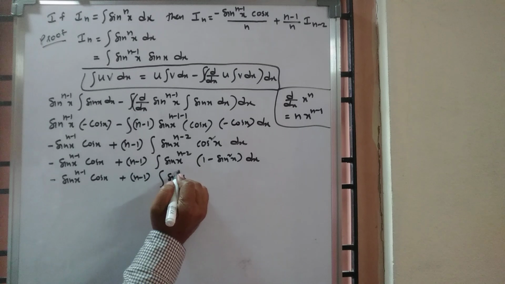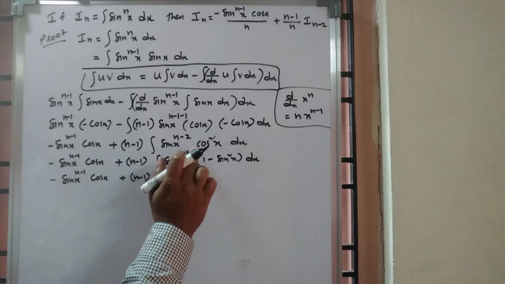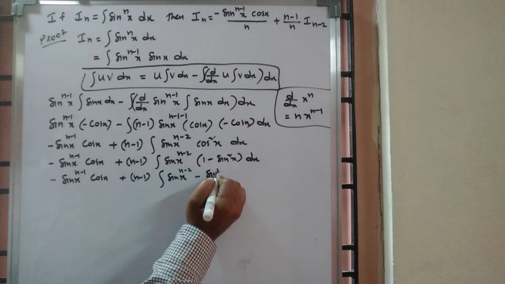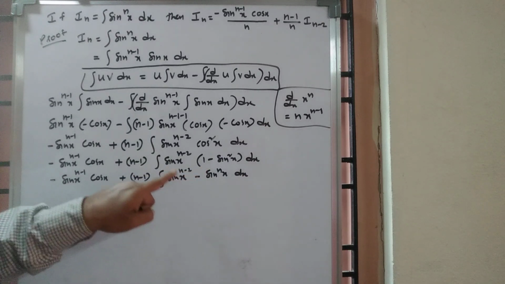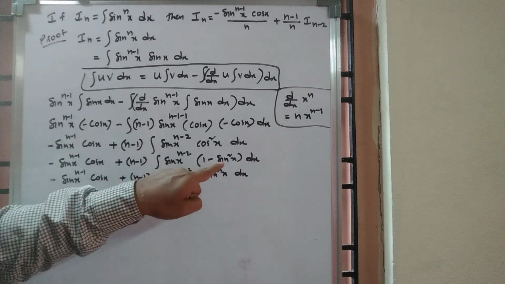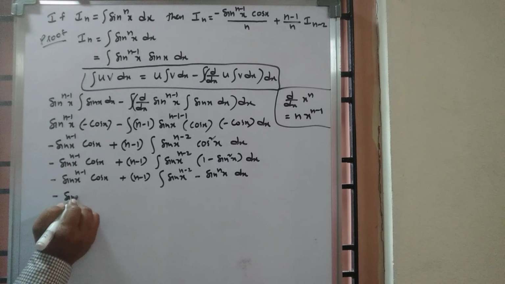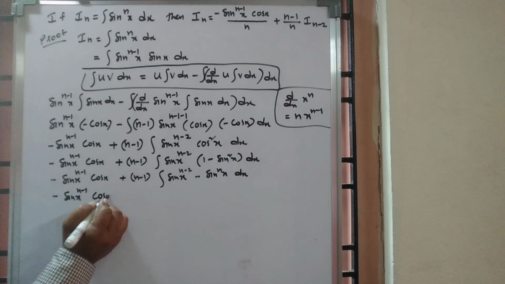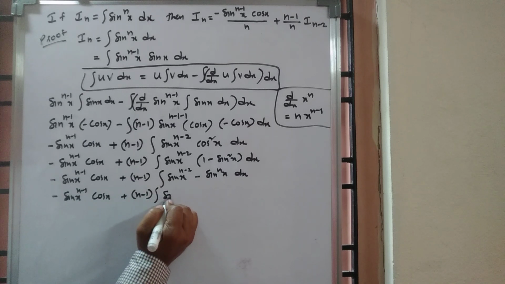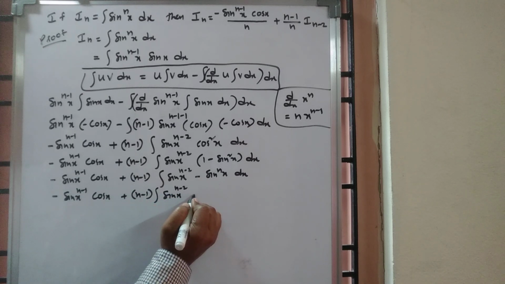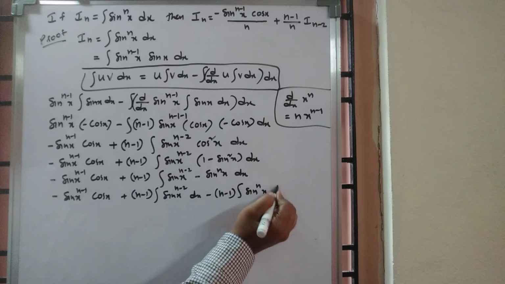Sin x power n minus 2 into 1 is sin x power n minus 2, minus sin x power n minus 2 into sin square x. Bases same, powers add, minus 2 plus 2 cancel, which gives rise to sin power n x. This is minus sin x power n minus 1 cos x plus n minus 1, separating the integrals, integral sin x power n minus 2 dx minus n minus 1 integral sin power n x dx.